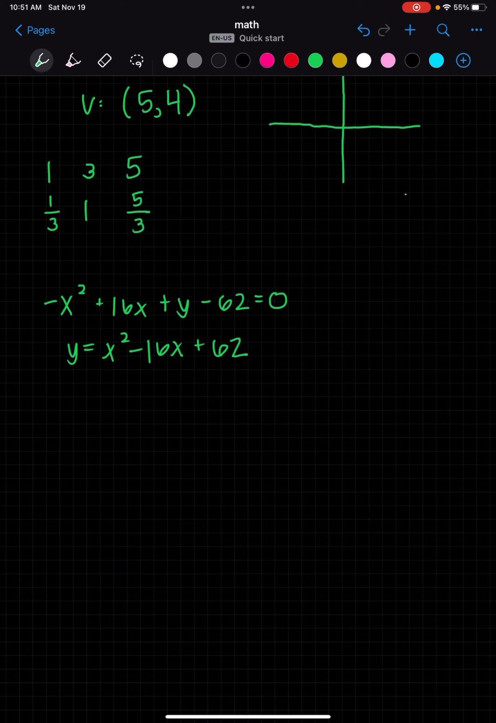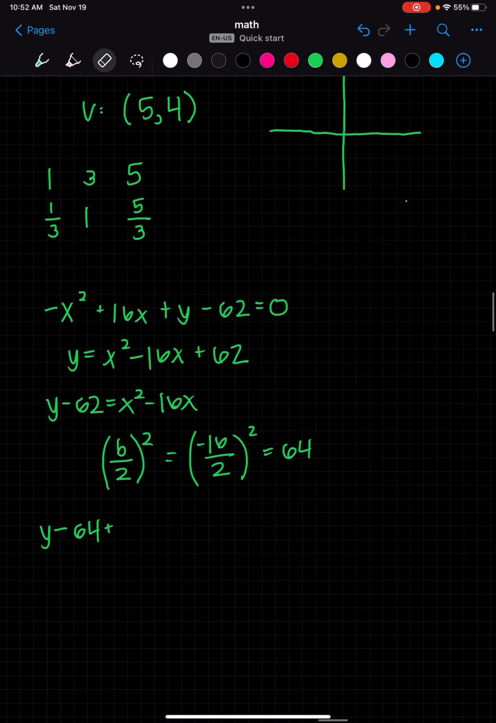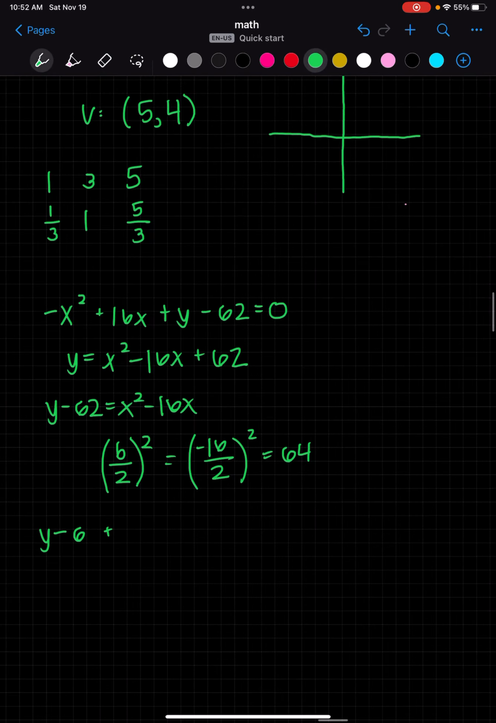From here, what we're going to do is move the 62 back over so it says y minus 62 equals x squared minus 16x. Then we're going to use the completing the square formula, which, if you remember, is (b over 2) squared. B is the number with just one variable, so in this case it's (negative 16 over 2) squared, which would give us 64. I'm going to add 64 to both sides, so y minus 62 plus 64 equals x squared minus 16x plus 64.